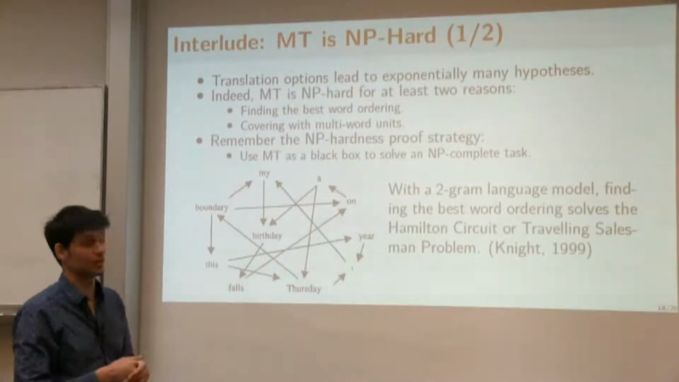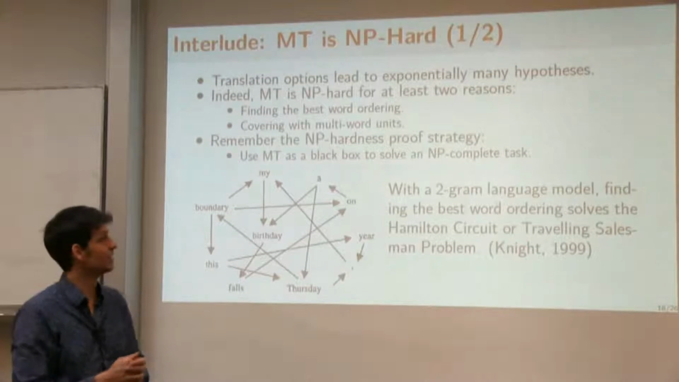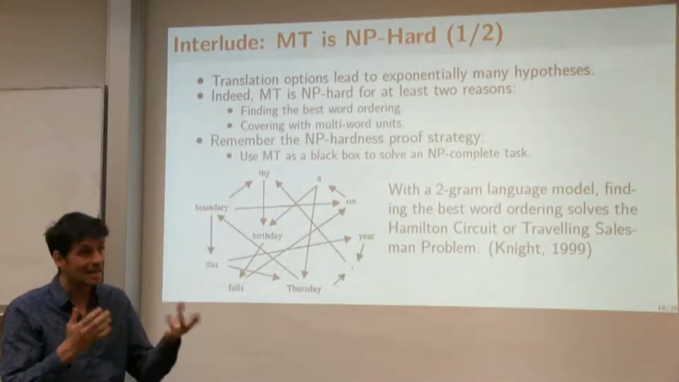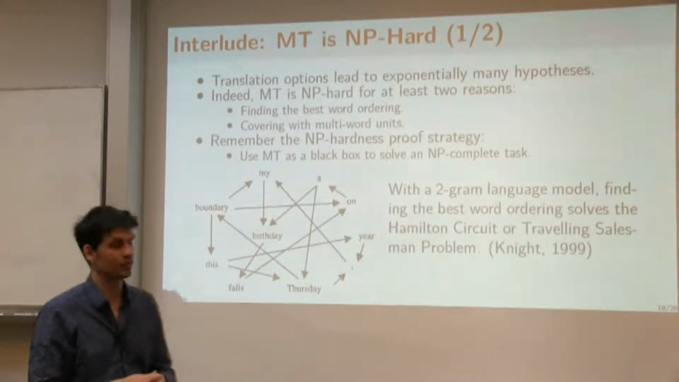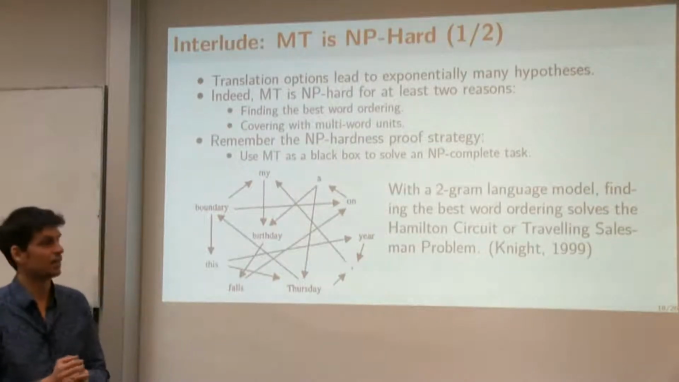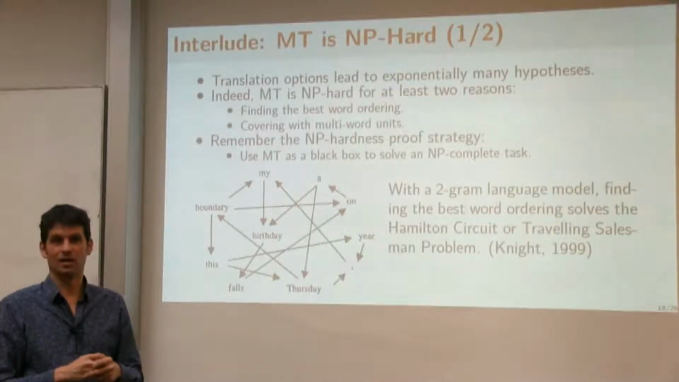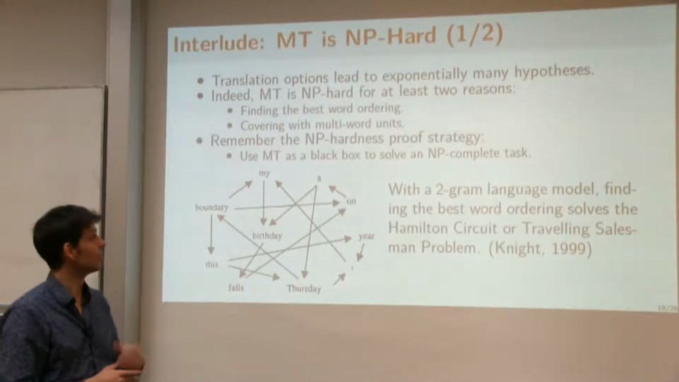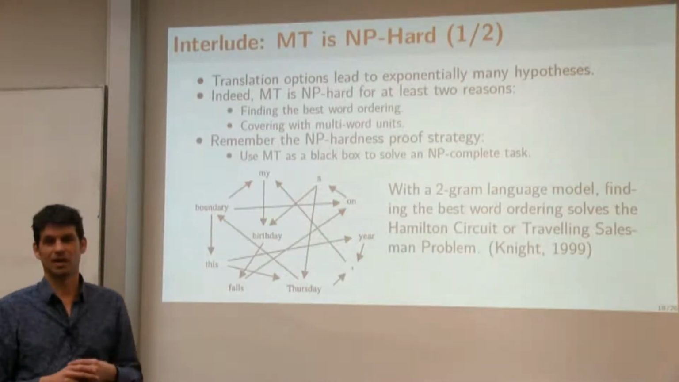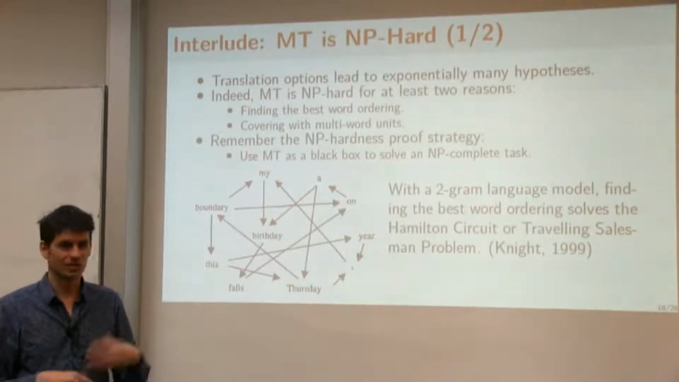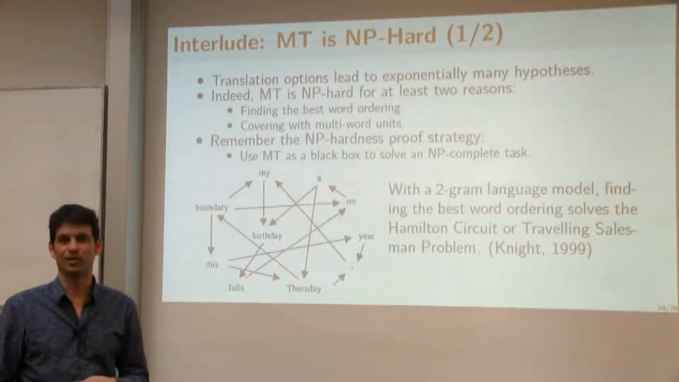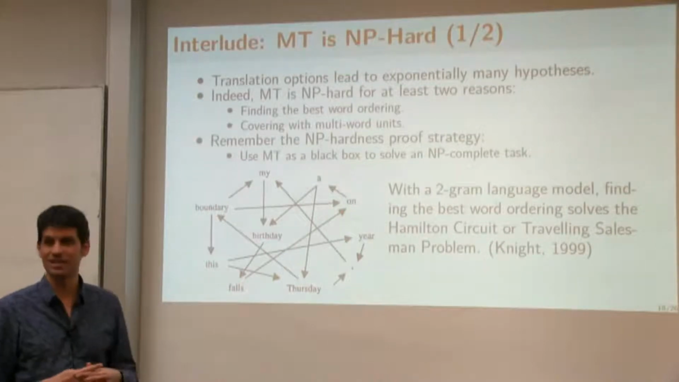This suggests that machine translation is an NP-hard problem, and it is indeed. Already before 2000, there was a proof that machine translation is NP-hard, and it's important to know this. How to prove NP-hardness? I'm just now recalling your basic computer science knowledge.